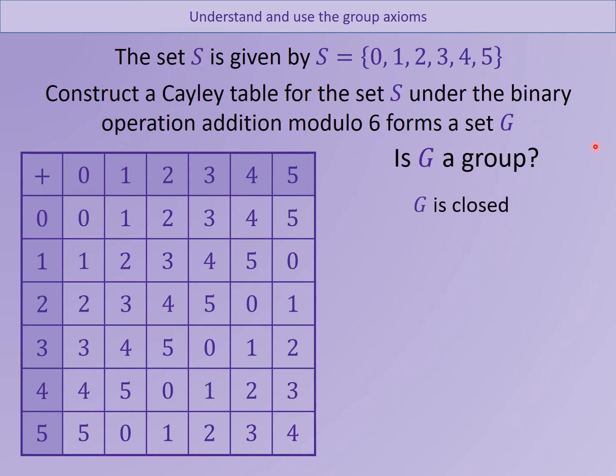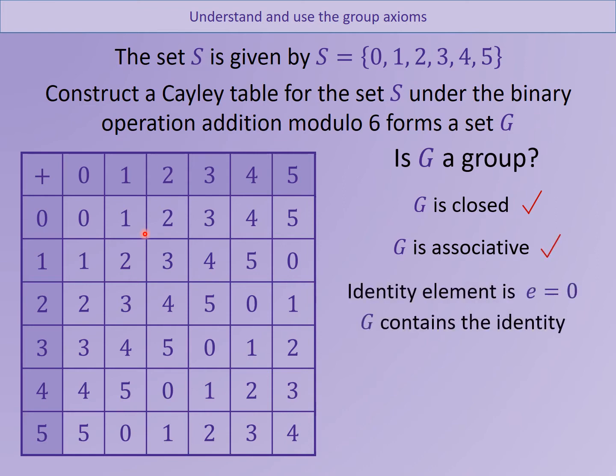Okay, it's definitely closed. We just mentioned that. So all the answers we have in here definitely belong to the original set. Is it associative? Is G associative? Yes, it is. 1 plus 2 plus 3 is exactly the same as doing 2 plus 3 plus 1. Addition is associative. Does it have an identity element? Yes. 0. 0 plus 0 is 0. 0 plus 1 is 1. 0 plus 2 is 2, and so on. So 0 is the identity element. All right, definitely ticked off.